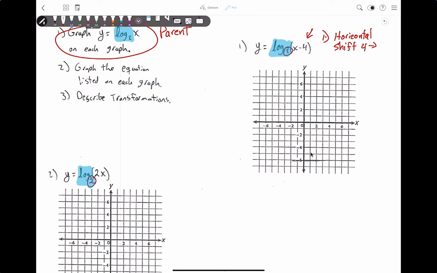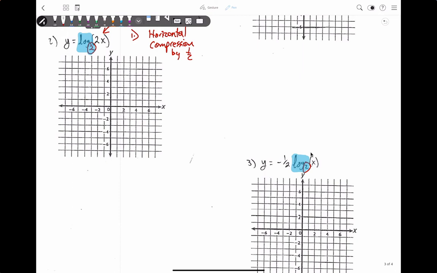And then this one right here, this 2 is with the x. It looks like it wants to be a horizontal stretch because 2 is bigger than 1. But we're going to say this is a horizontal compression, not by 2, but by 1/2.